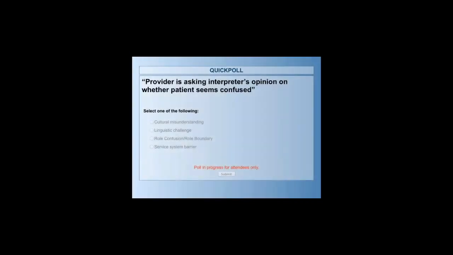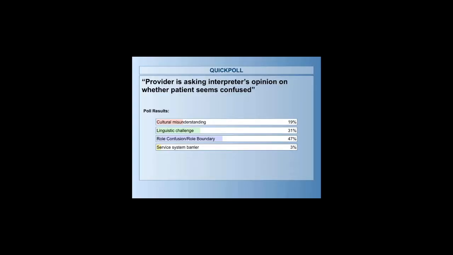Okay, so it looks like everybody who's going to vote has done so. We've got role confusion and role boundary as the leading choice here, followed by linguistic challenge and then cultural misunderstanding. Okay, very good. Thank you. We'll be happy to address these at the end in the frequently asked questions area.